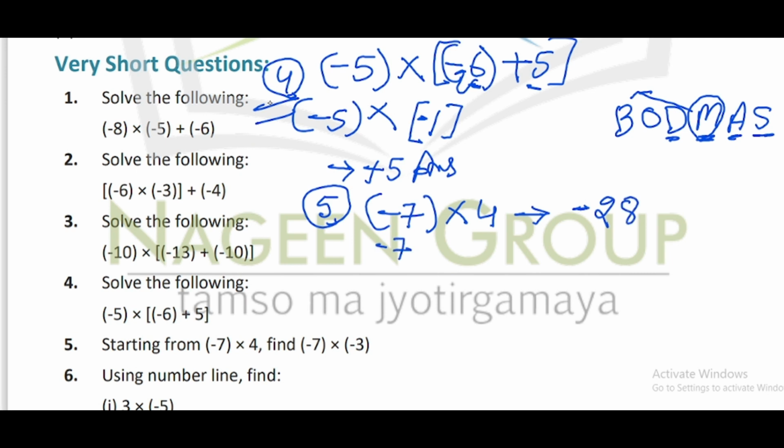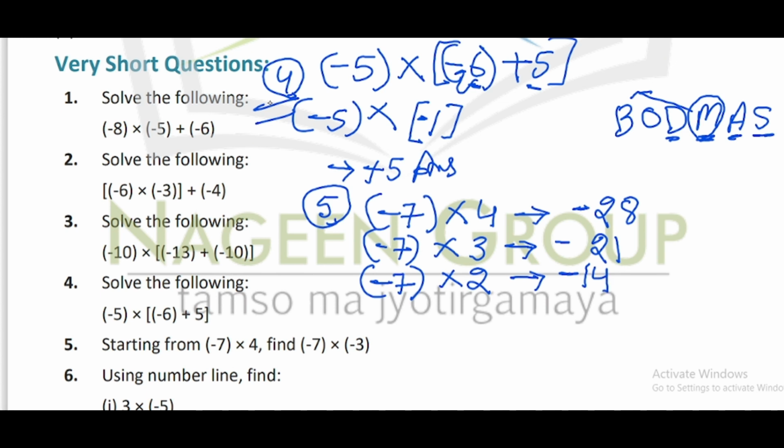Then let's see minus 7 multiplied with 3. The symbol of 7 is minus and 3 is plus. First we multiply the symbols, minus into plus, that is minus. Then we multiply the numerals 7 into 3, that is 21. Then same as minus 7 multiplied with 2. First we multiply the symbols, minus into plus, that is minus. Then we multiply the numerals 7 into 2, that is 14. Then the multiplication is minus 14.